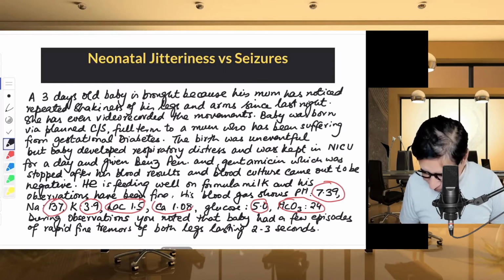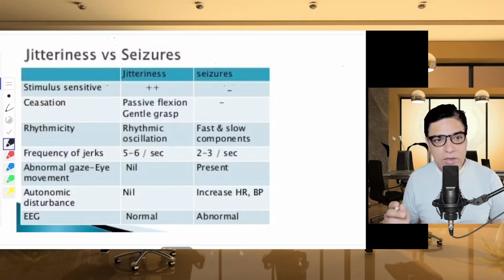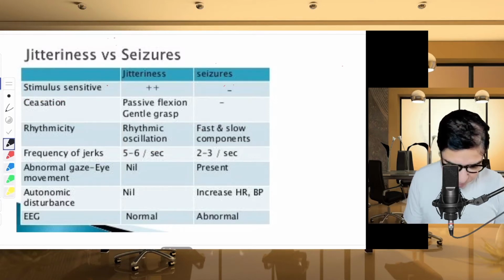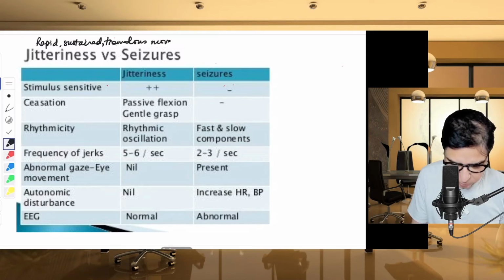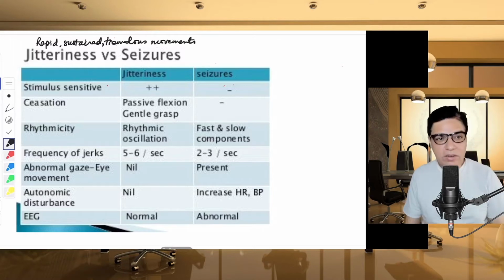differentiated from one another. So moving on, how do we define jitteriness? Jitteriness are rapid, sustained, tremulous movements of the limbs. It could be one limb, it could be both limbs, or it could be all the limbs. So rapid, so they occur very rapidly. They are sustained and they are tremulous.